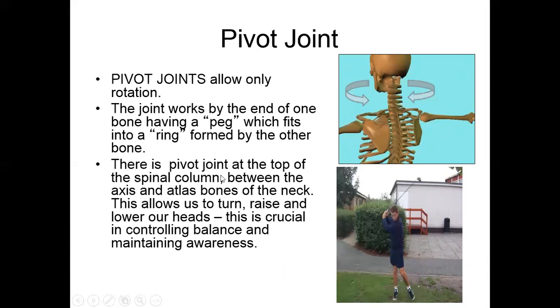There is a pivot joint at the top of the spinal column. We have a pivot joint here, and it's between the axis and atlas bones of the neck. And this allows us to turn, raise, and lower our heads. This is crucial in controlling balance and maintaining awareness. So if a person is about to be hit with something, he turns back very swiftly. What makes that easy for him is the pivot joint. And this is where you find them in the body.